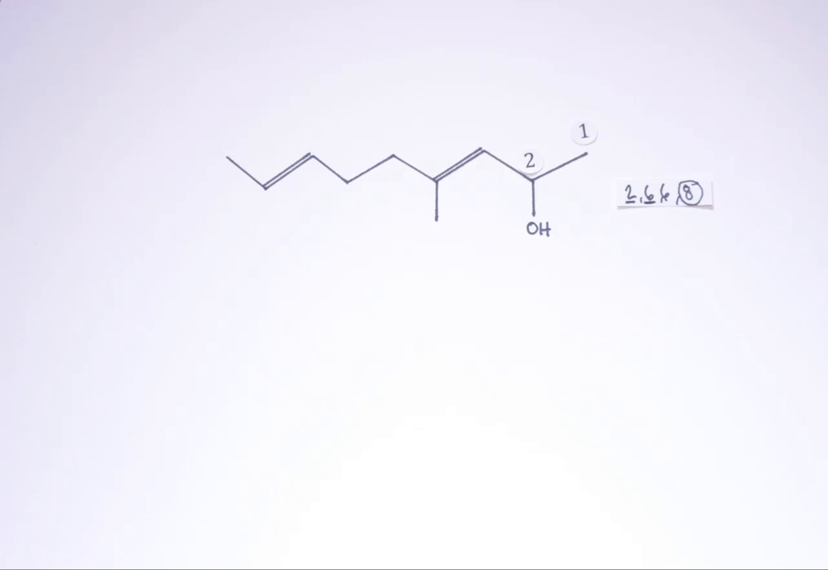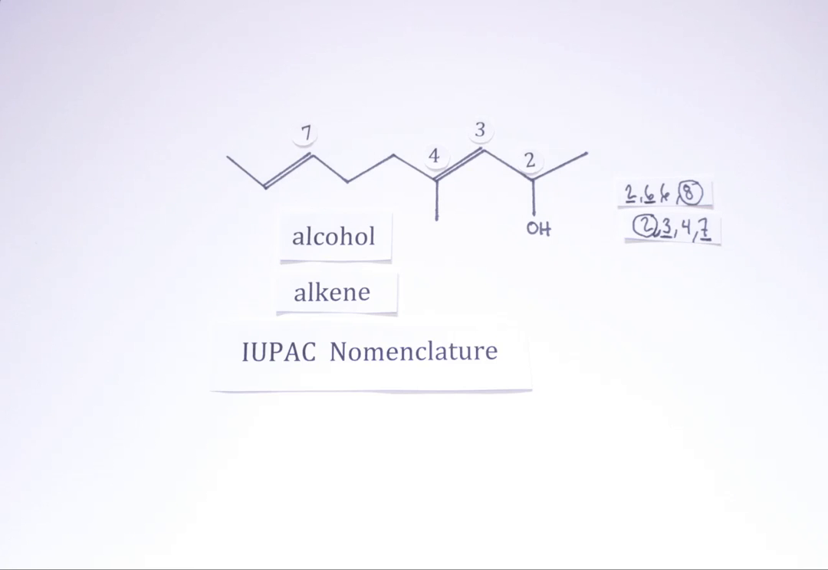When we number this way, we see we have an alcohol or hydroxyl group at 2, double bond at 3, methyl at 4, and double bond at 7. Let's compare these number lists. So 2, 3, 4, and 7 is lower. However, according to IUPAC nomenclature, we have to give the highest priority group the lowest number possible on the parent hydrocarbon chain, which as we see here is 9 carbons.